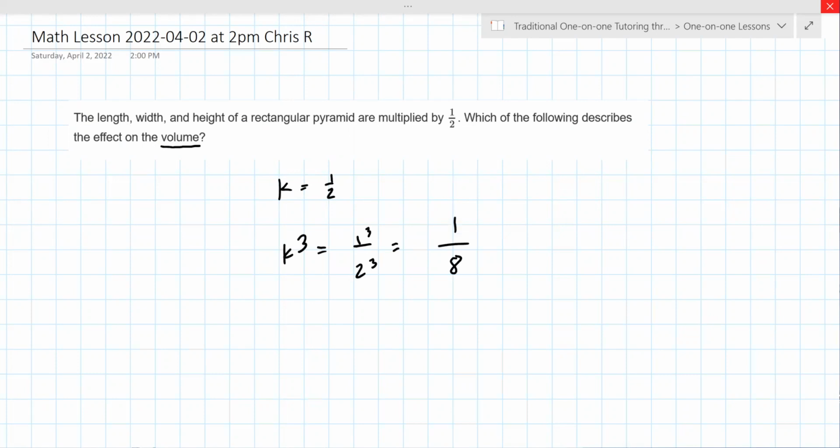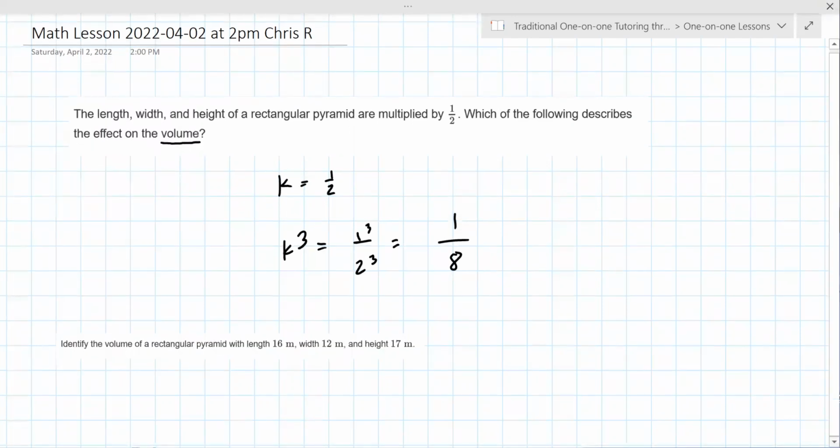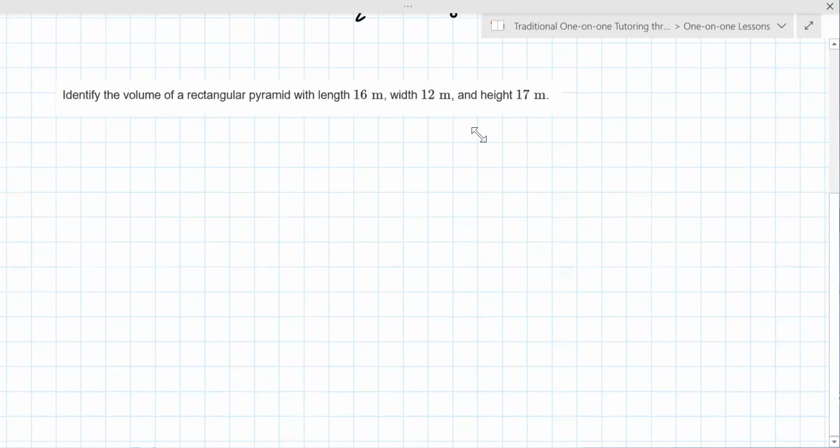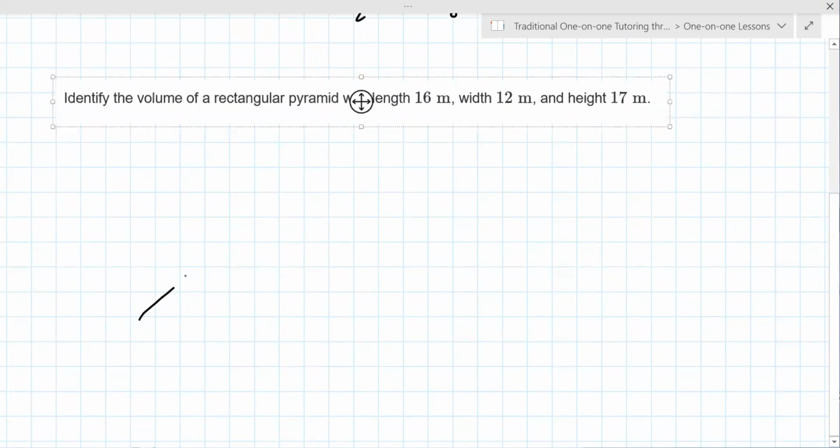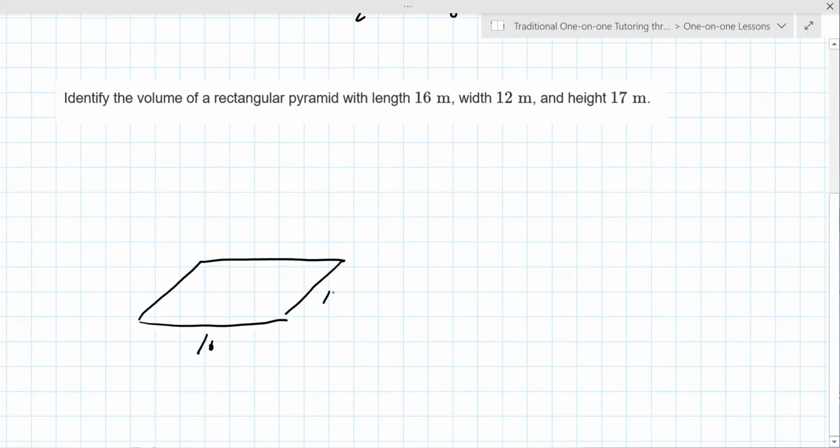All right, now the next question is a rectangular pyramid, and we're going to find its volume. These are sometimes tough to draw, but the rectangle is the base, and it's 16 by 12. What is the area of the base? The area of the base is base times height, 16 times 12, right? Yes.